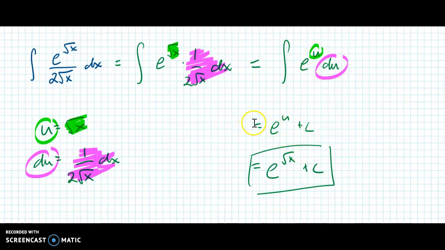Remember, e to the derives to e to the, and e to the integrates to e to the. So I get that right there. And then I just have to sub my u back in. So I get an answer of e to the root x plus c. Hopefully that either gave you a nice refresher for U sub, or it confirmed that you remembered U sub from before, or maybe you fell somewhere in between there. But I hope that we're in that range somewhere.